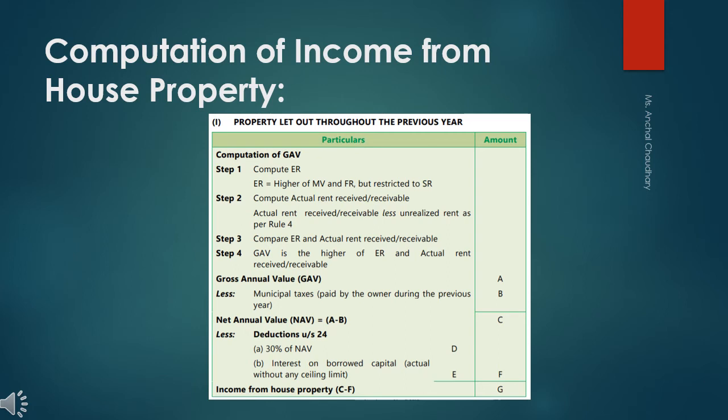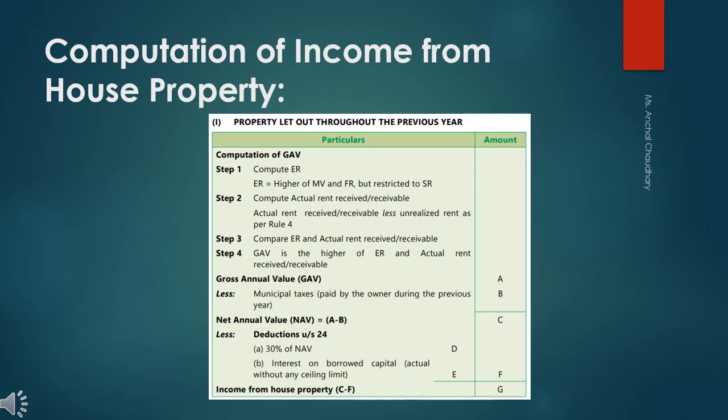In the third step, you have to compare your step 1 and step 2, that is your ER with your actual rent. Then in step 4, GAV will be the higher of ER and actual rent. Whichever is the higher amount of step 1 and step 2: suppose step 1 is 1,25,000 and step 2 is 1,30,000, then in that case your GAV will be 1,30,000.